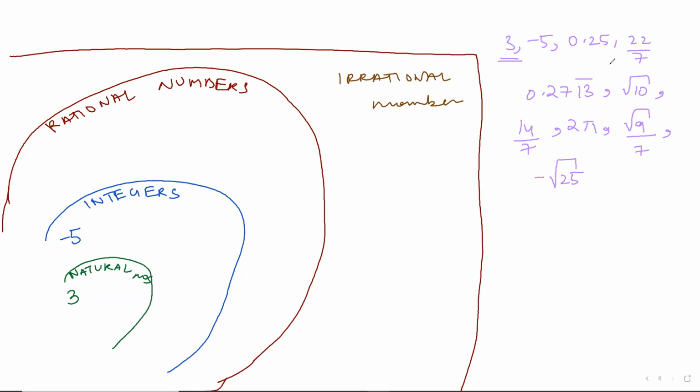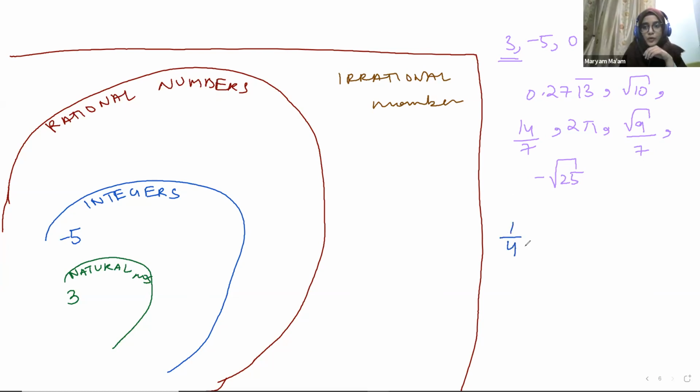Ma'am, it's an irrational number. It's a rational number. Why? Because we can write it as 1 by 4. We can also write it as 25 by 100, right? So it is a rational number. Alright. What about 22 by 7?